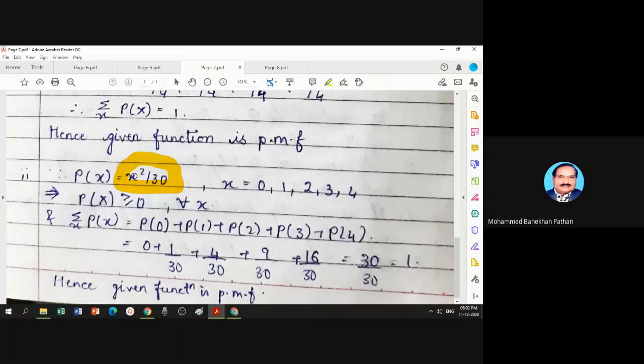If I replace x equal to 0, 0 divided by anything is 0. X is 1, 1 square is 1 by 30. 2 square is 4 by 30. 3 square is 9, 9 by 30. 4 square is 16, 16 by 30. 30 is a common LCM. Make the addition of numerators. That is also 30. So 30 by 30 coming 1. So again I claim the given function with these values is nothing but a PMF.